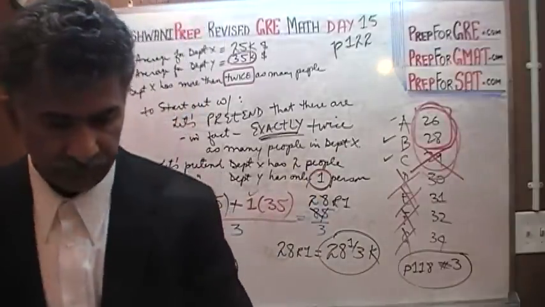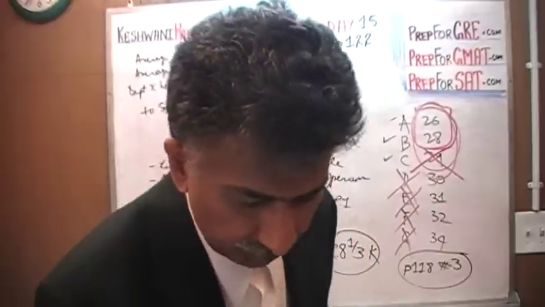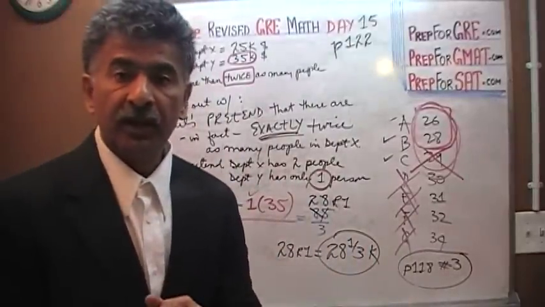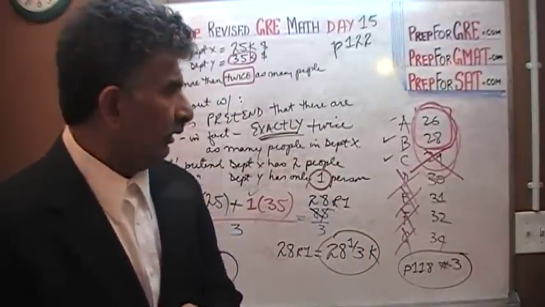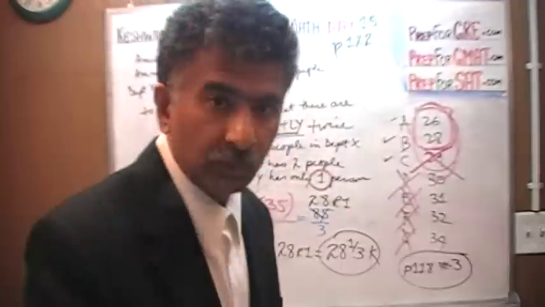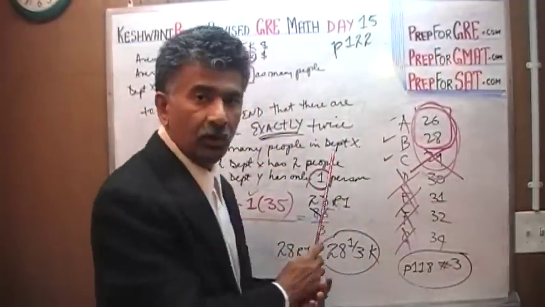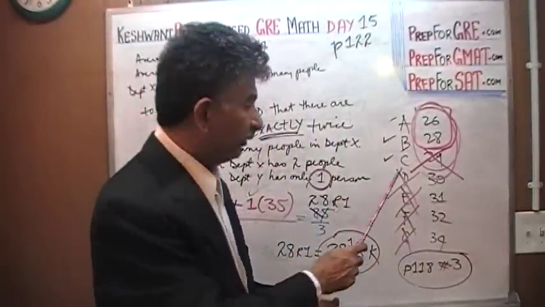I'm going to continue with this as I said in the next video, and we're going to show what the relative weights need to be in order for the overall average to be 26,000, or in order for the overall average to be 28,000.